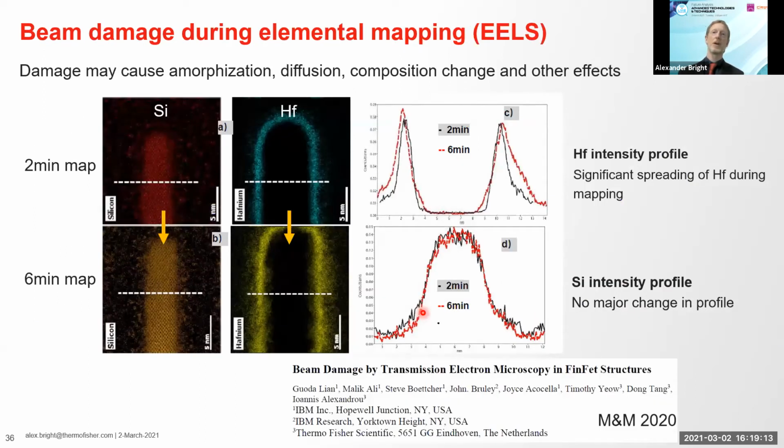So here's an example showing beam damage. This is actually an EELS map. The upper maps are taken in 2 minutes, the left showing silicon and the right hafnium. This shows more or less the original distribution. After mapping for 6 minutes, though, you can see, although the silicon distribution didn't change much, the hafnium is really starting to spread out. So the hafnium, because of beam damage, is diffusing or spreading out or being knocked into adjacent layers, and this is no longer the original structure. So you need to be careful. This kind of beam damage is what we need to avoid when we choose our mapping conditions and the length of time that we can map for.